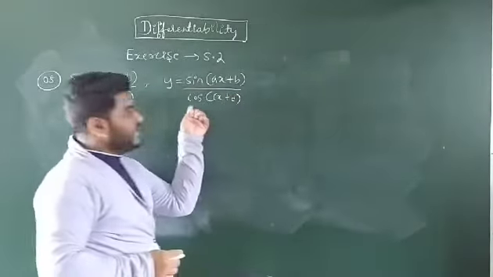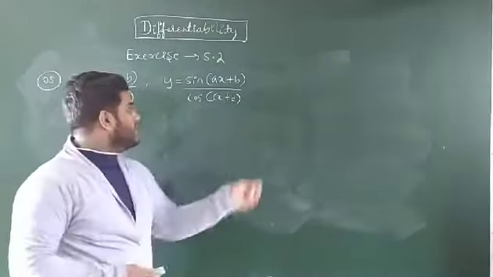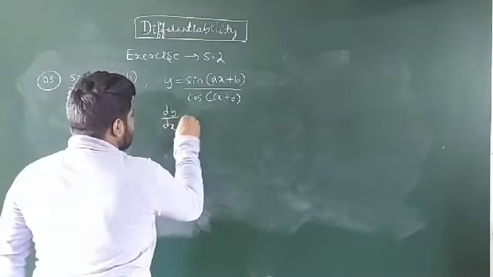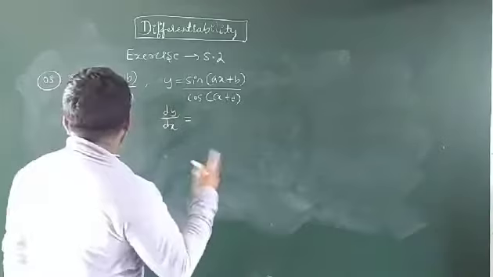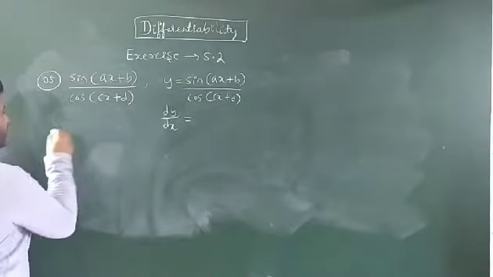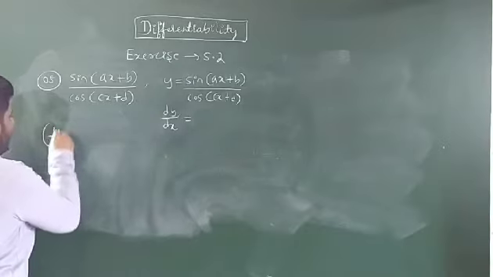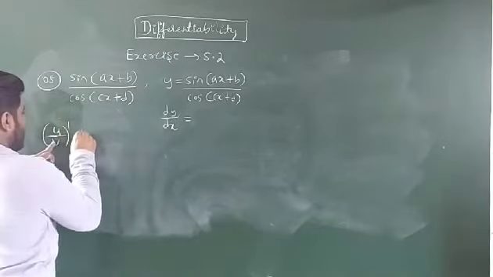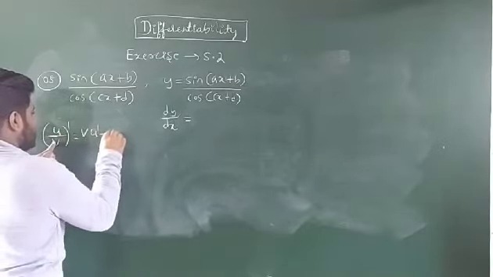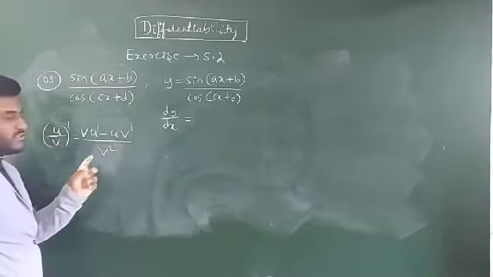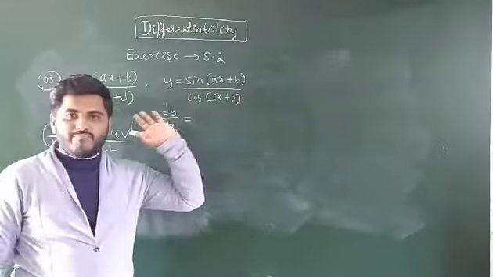Now we have to find out the derivative of this function, right? So for that we have to calculate dy by dx. For that we are going to apply the quotient rule. What is the quotient rule? u by v whole dash equal to denominator as it is, d by dx of numerator, minus numerator as it is, d by dx of denominator, divided by denominator square. So this formula we are going to apply here.